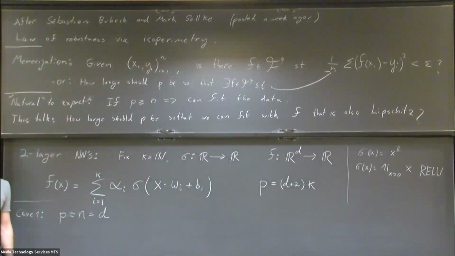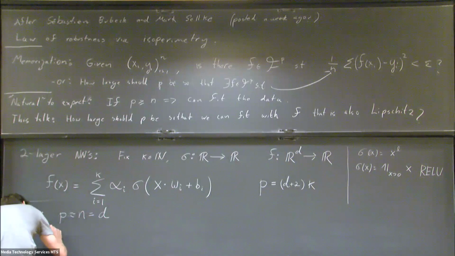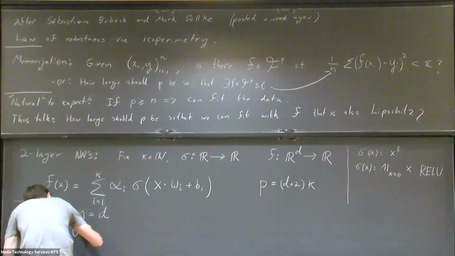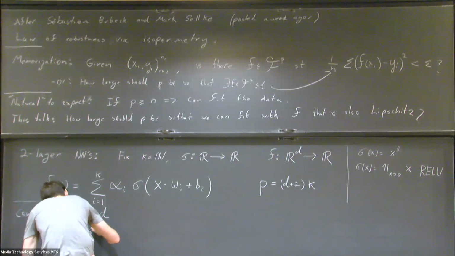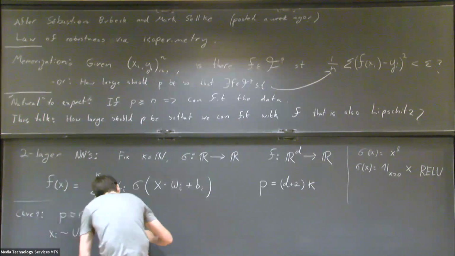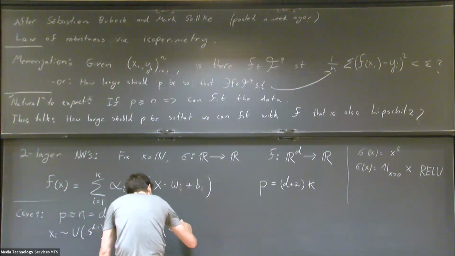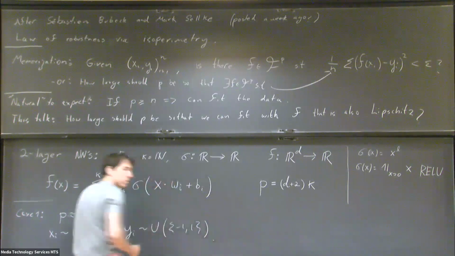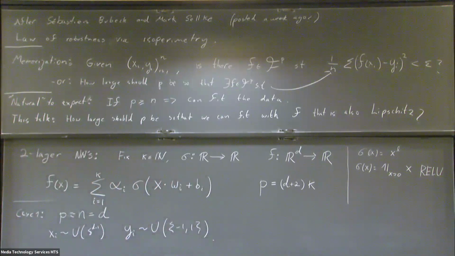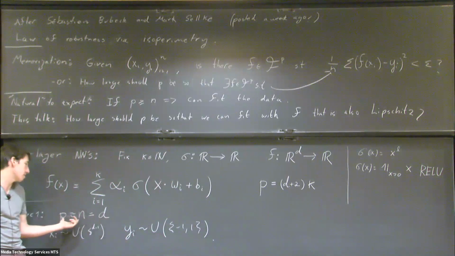But in this case, let's try to understand what the Lipschitz constant is, and assume that we have the xi's and yi's. Suppose that xi is uniform on the unit sphere, and yi is independent of xi and uniform in [-1, 1]. So we're just trying to fit noise in R^d. And my question is, what's going to be the Lipschitz constant? This is optimal in the sense that P is just n.